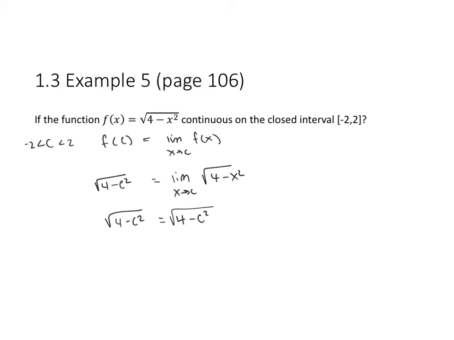Let's take a look at the endpoints though. That's going to be really important to determine what happens at -2 and at +2.